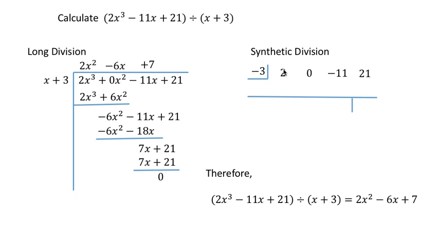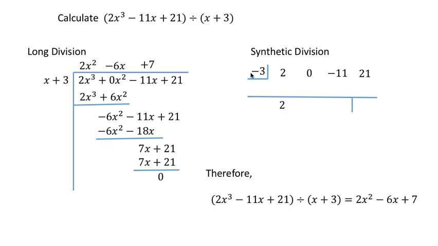Okay, then what you do is you take down the 2 straight below. That's easy to remember because you think, what's 2x cubed divided by x? It's 2x squared. So you know the first coefficient's going to be 2 divided by 1. So that just comes straight down. Okay, now here's where the hard stuff begins. Hard stuff in inverted commas.